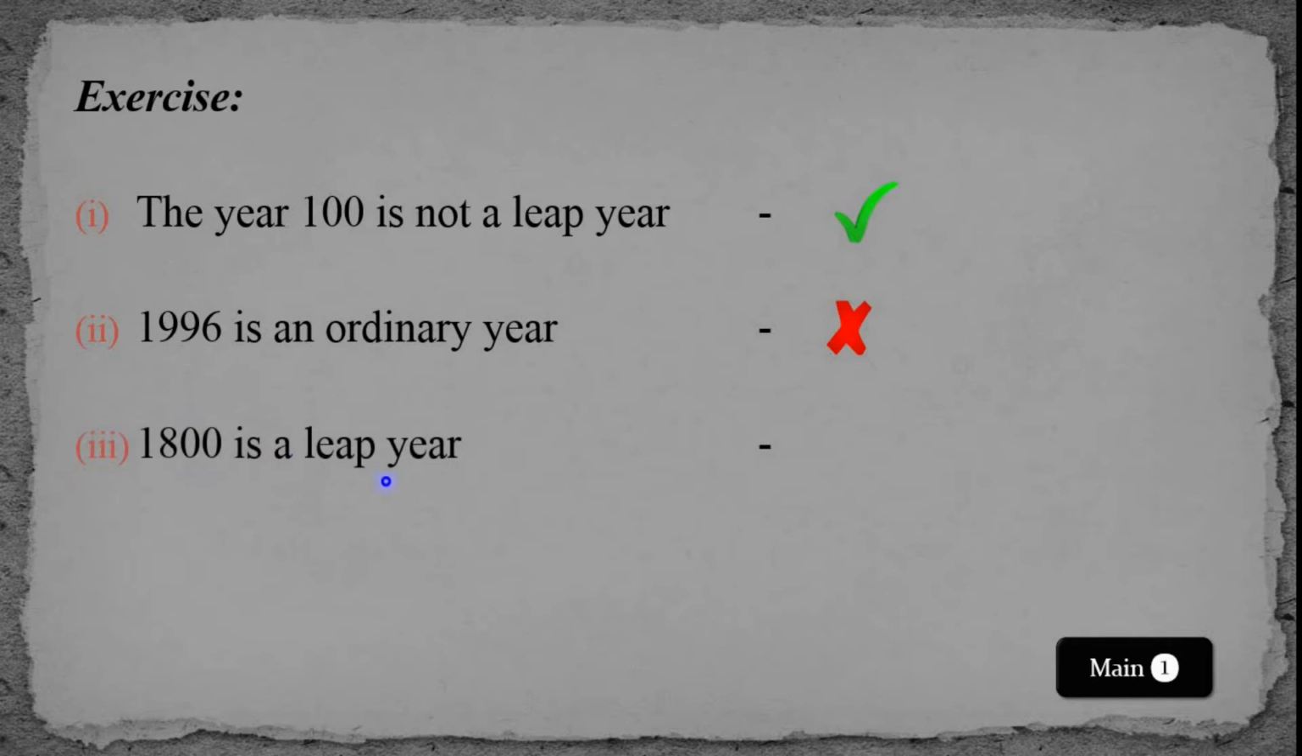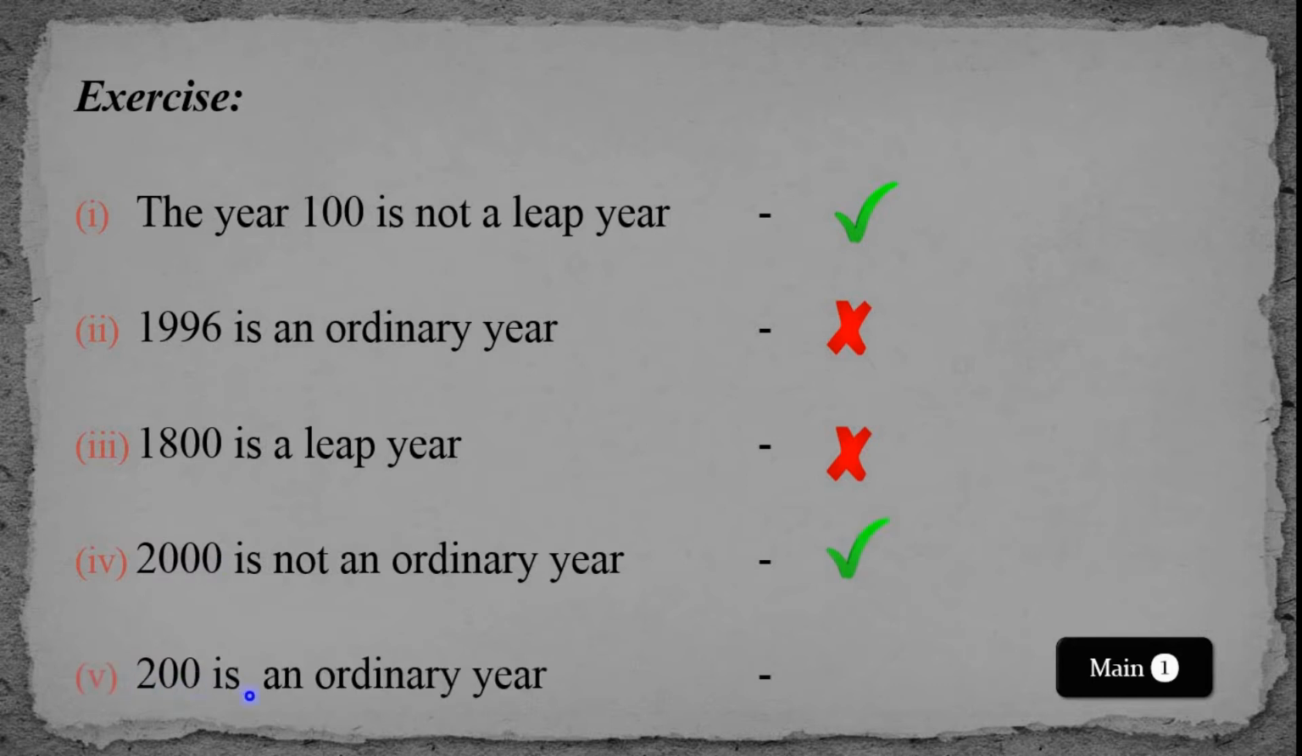1800 is a leap year. 1800 is a century year which is not exactly divisible by 400. Therefore, 1800 is an ordinary year. The given statement is wrong. 2000 is not an ordinary year. 2000 is a century year which is exactly divisible by 400. Therefore, 2000 is a leap year. Not an ordinary year is a correct statement. 200 is an ordinary year. 200 is a century year which is not exactly divisible by 400. Therefore, 200 is an ordinary year.